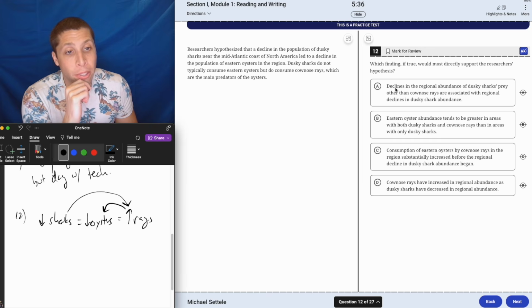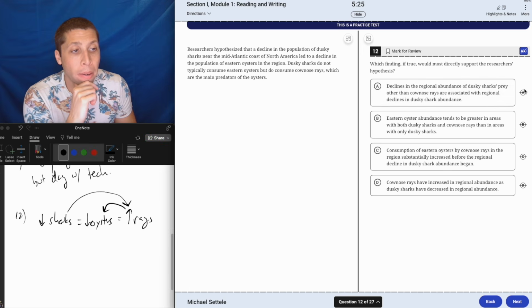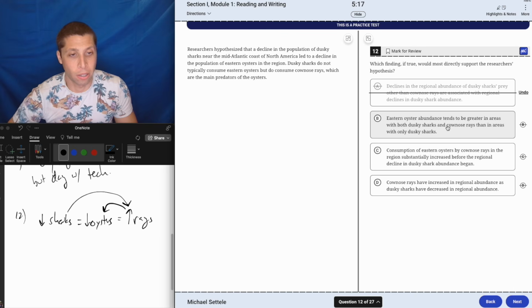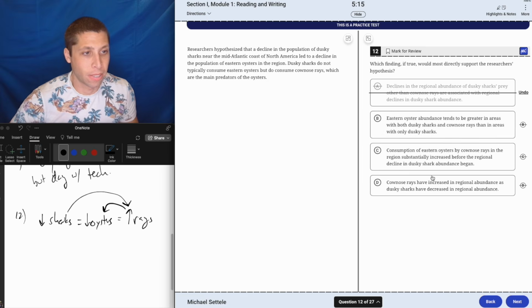Support, right? So declines in the regional abundance of dusky sharks' prey other than cow-nosed rays are associated with regional declines in dusky sharks. So I don't care about other rays or other prey. I just want to focus on this stuff. Eastern oyster abundance tends to be greater in areas with both dusky sharks and cow-nosed rays than in areas with only dusky sharks. Doesn't seem right.